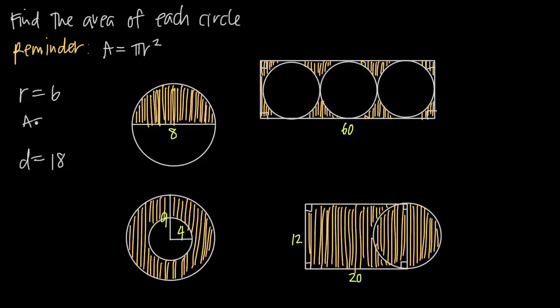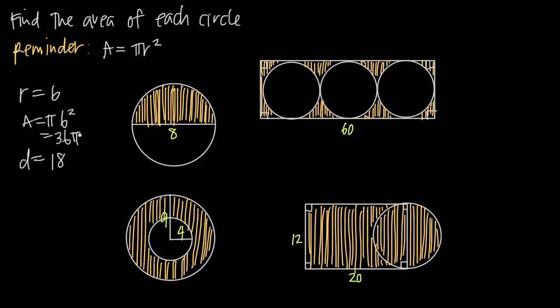So A, area, is equal to pi times 6 squared. 6 squared is 36, so we get 36 times pi. Now sometimes you'll be asked to give a decimal or a fractional answer instead of an answer in terms of pi. If you're asked for an answer in terms of pi, you want to go ahead and leave pi in the answer.